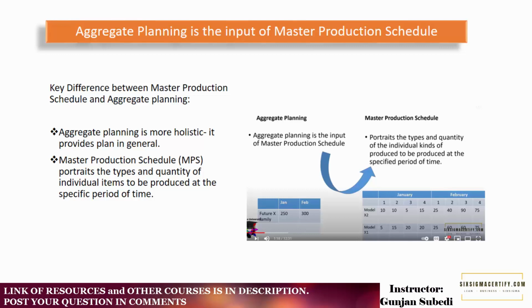That means we make a master production schedule only after aggregate planning. The difference between the two is that aggregate planning is more holistic, and the master production schedule portrays the type and quantity of individual items to be produced in a specific period of time.